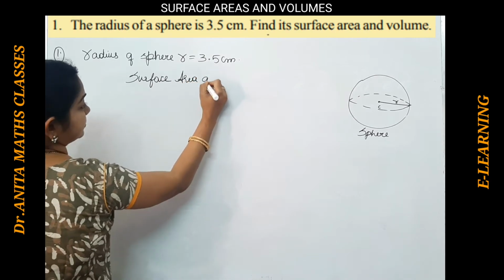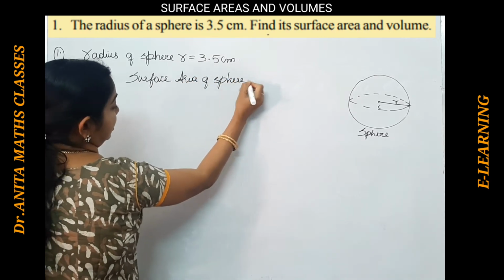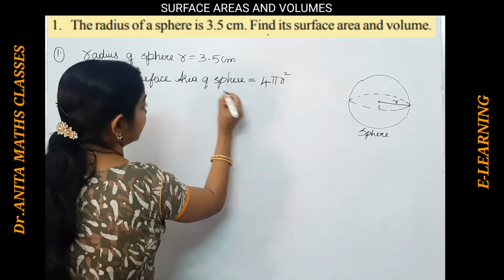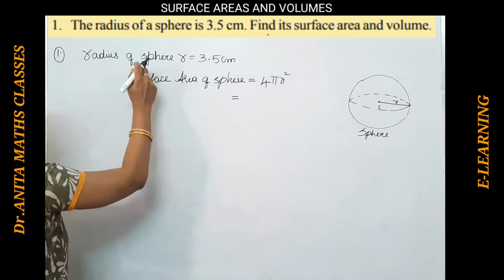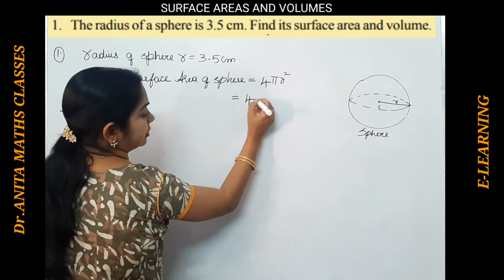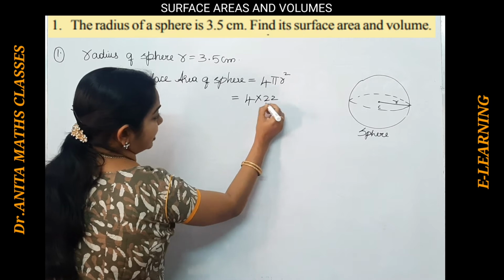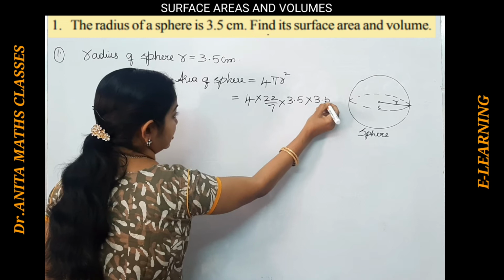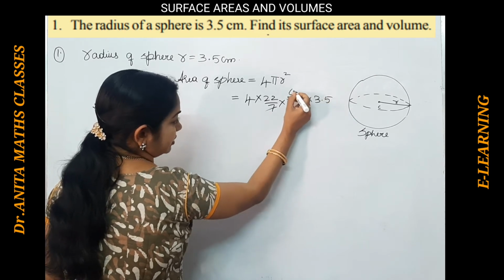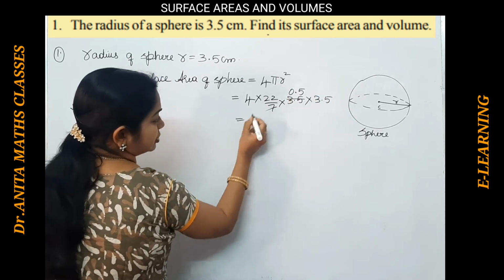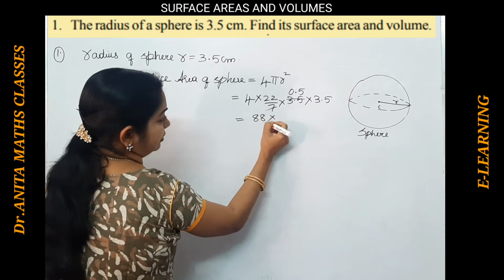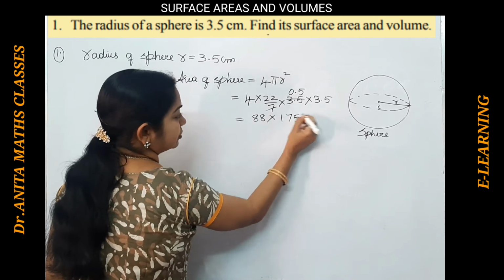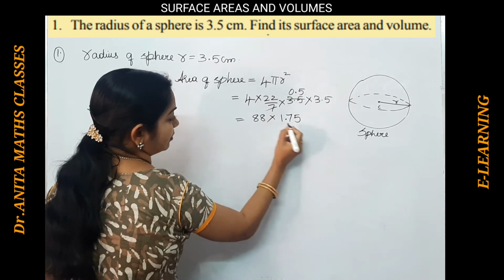The surface area of the sphere equals 4 pi r square. So this is a direct question. We can apply the value of the radius. Pi is 22 by 7 into 3.5 square, so into 3.5. So doing the calculation, this is 88, and if you multiply 35 by 5, you get 175. So the decimal point you have to keep from 2 places, so 1.75.